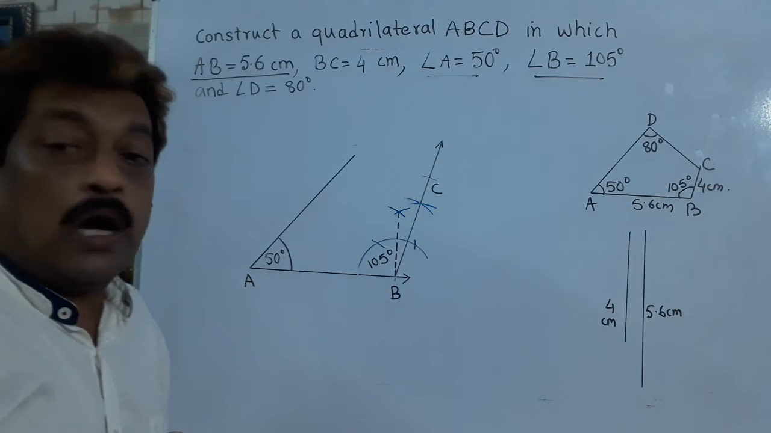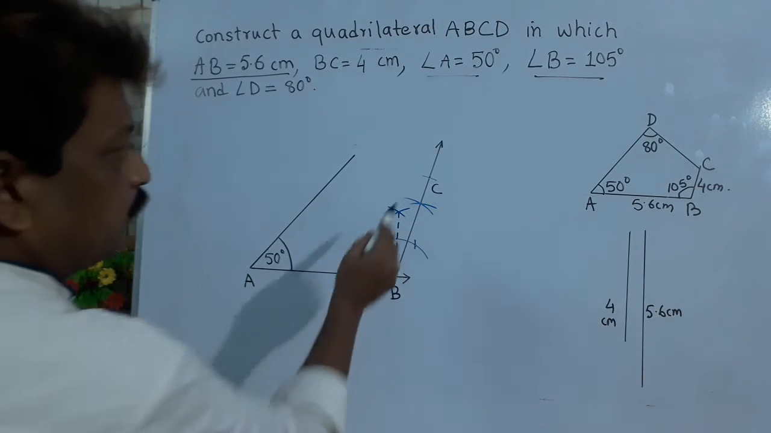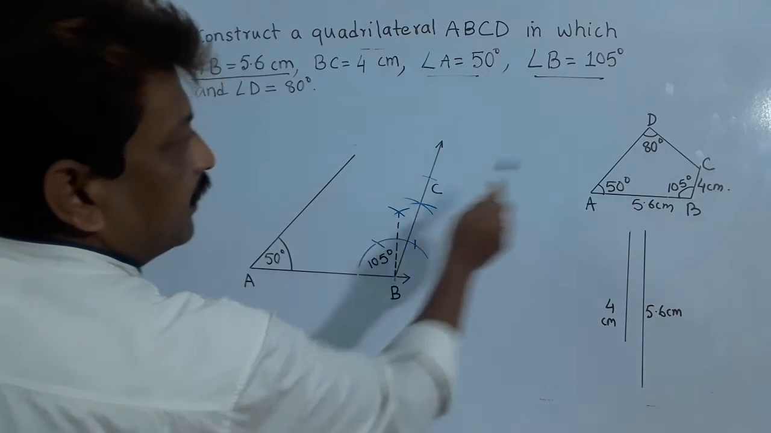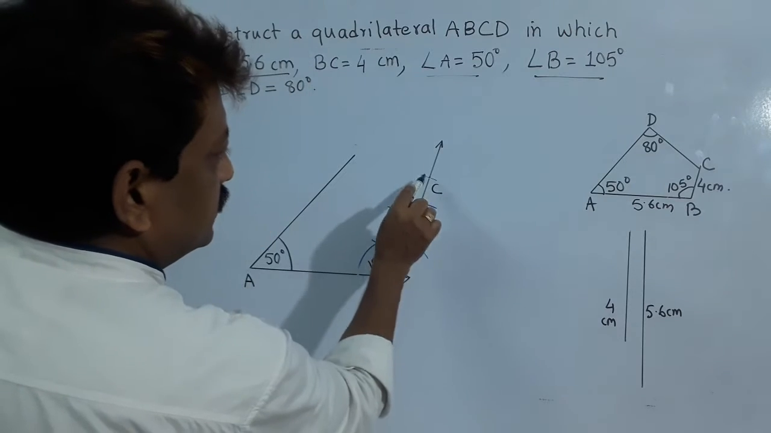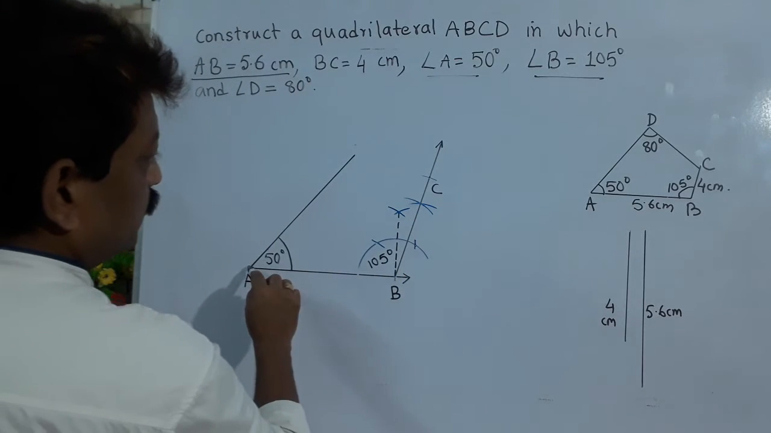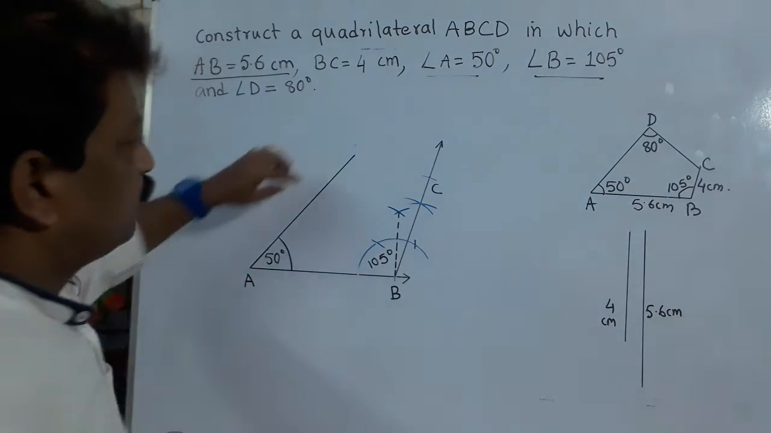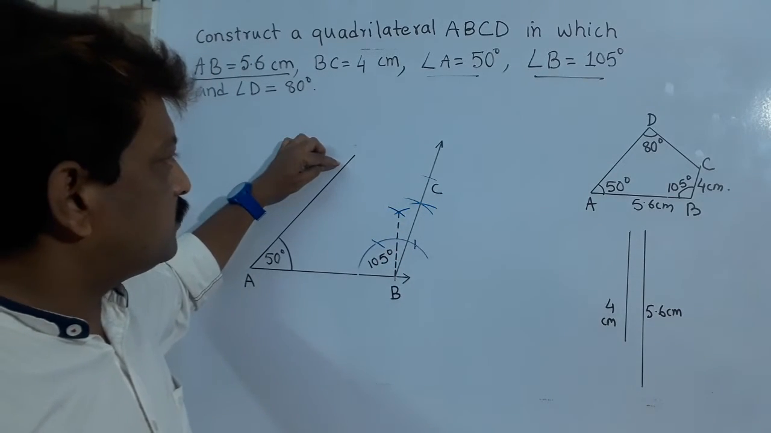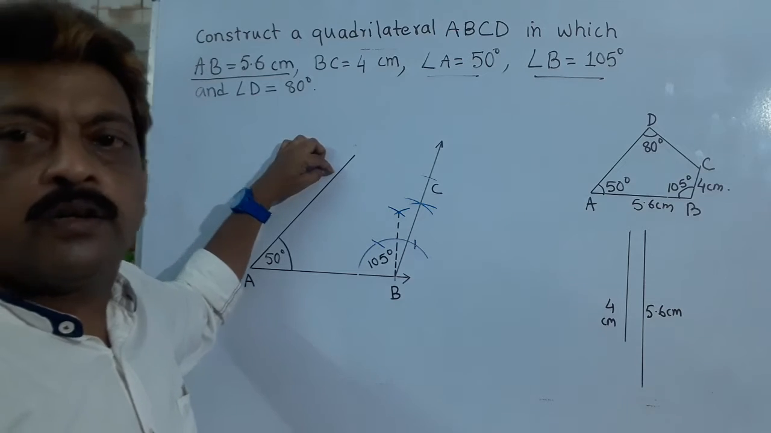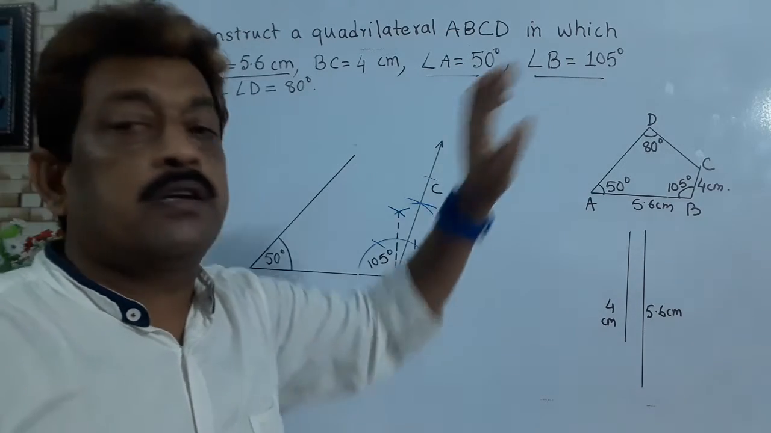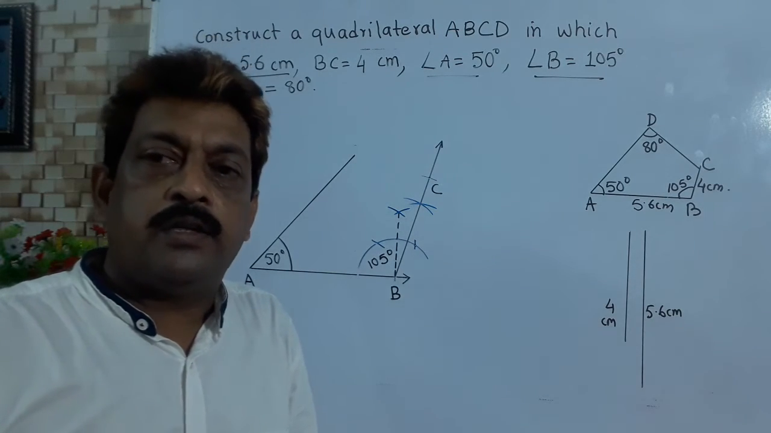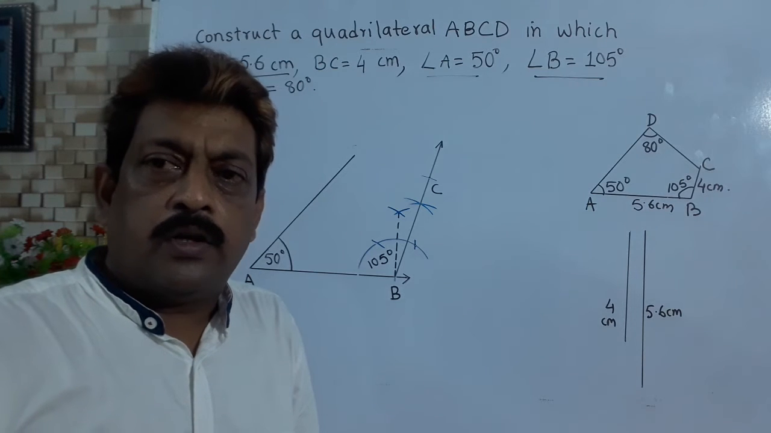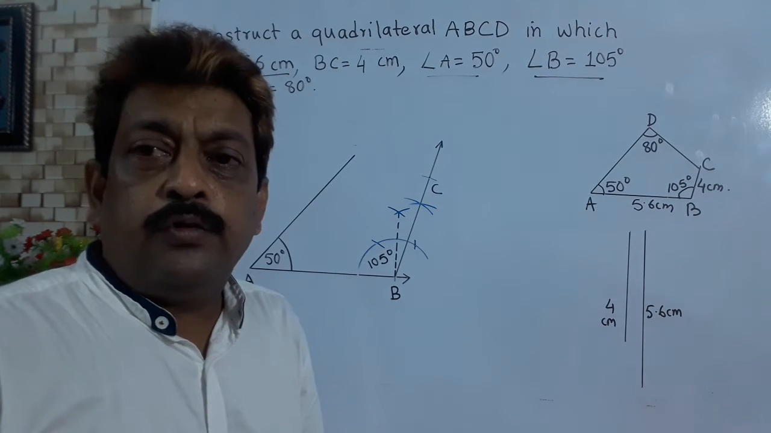So what to do? How to solve the problem? We don't know CD as well as we don't know angle C. We don't know the length AD, but angle D is given, 80 degrees. So if D is not known, where is D, then how can we construct that angle D equals 80 degrees? Okay. So what we have to do?